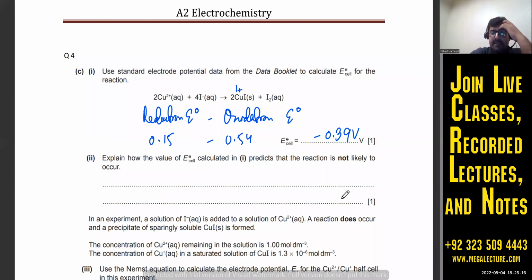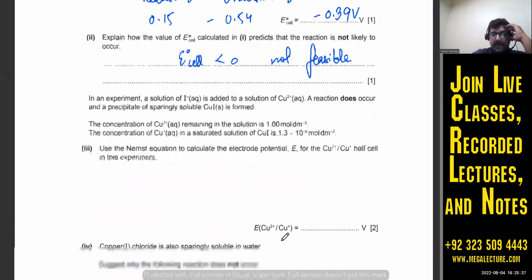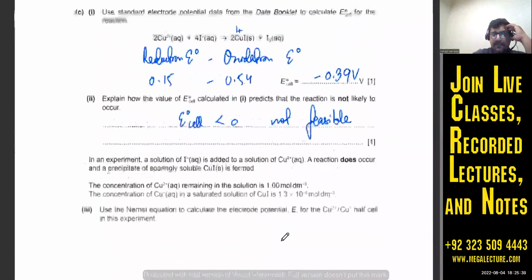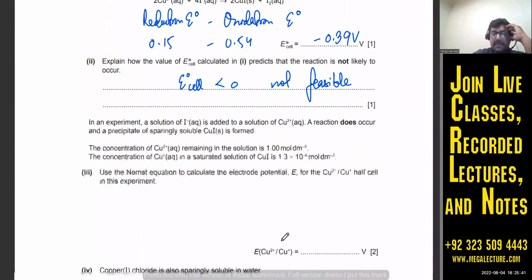As I explained, the E naught cell calculation predicts the reaction is not likely to happen because the E naught cell is less than 0. So not feasible or spontaneous. Or simply it's not going to happen. अच्छा फिर ये question आ गया about the Nernst equation.